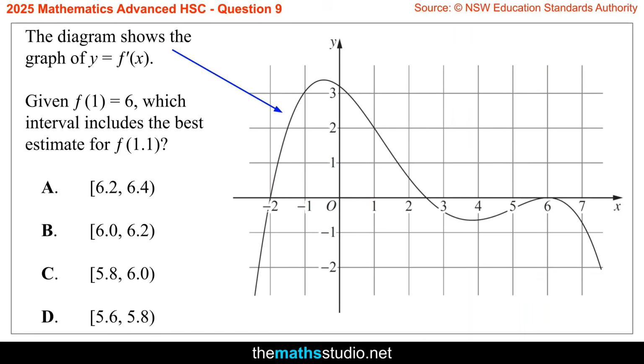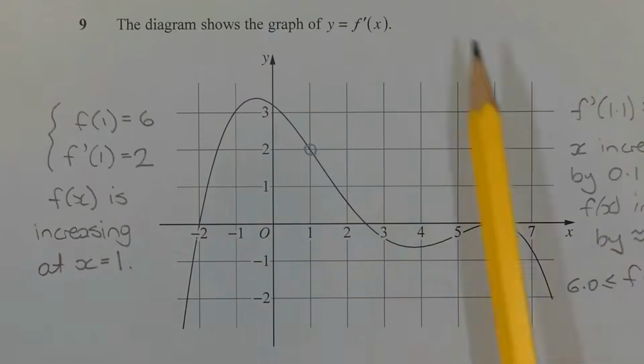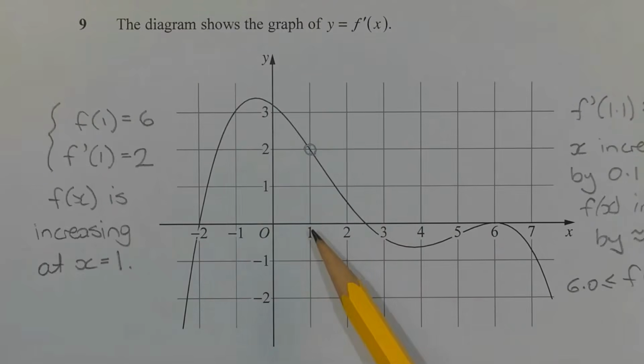Question 9. The diagram shows the graph of y equals f dash of x. Given that f of 1 equals 6, which interval includes the best estimate for f of 1.1? Recall that f dash of x represents the first derivative of f of x, which gives us the rate of change of f of x at any given point. Now, the rate of change tells us if f of x is getting larger, increasing, getting smaller, decreasing, or no change at all. Let's consider the point where x equals 1.